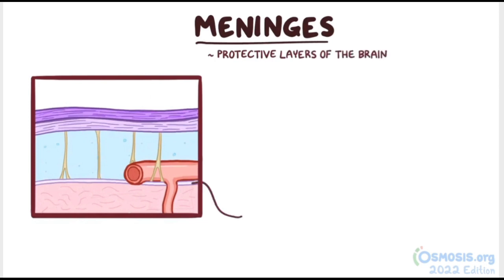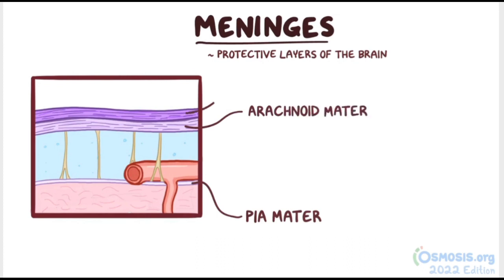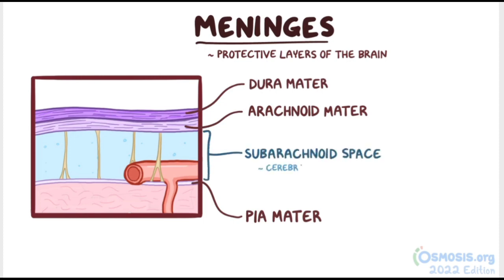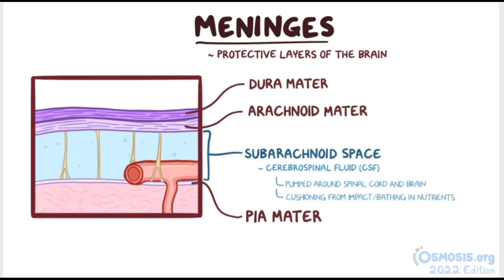The inner layer of the meninges is the pia mater, the middle layer is the arachnoid mater, and the outer layer is the dura mater. These first two, the pia and arachnoid maters, form the subarachnoid space, which houses the cerebrospinal fluid, or CSF. CSF is a clear, watery liquid which is pumped around the spinal cord and brain, cushioning them from impact and bathing them in nutrients.